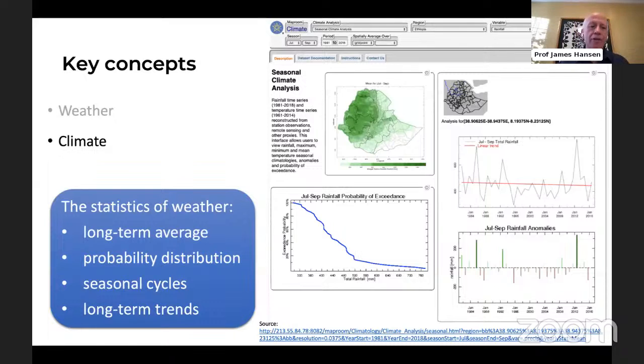Seasonal cycles, annual seasonal cycles, long-term trends, if and when they exist. And when we talk about climate change, we are concerned about those long-term trends. These statistics are often shown with mathematical statistical descriptions, maps, but perhaps most often graphs.